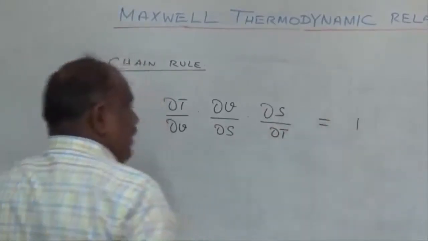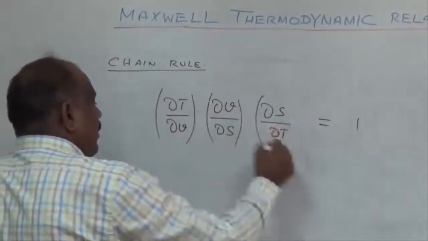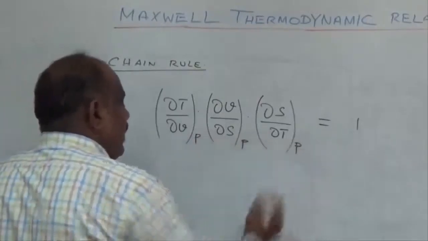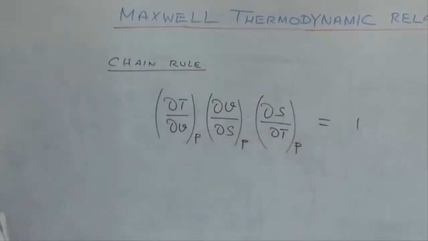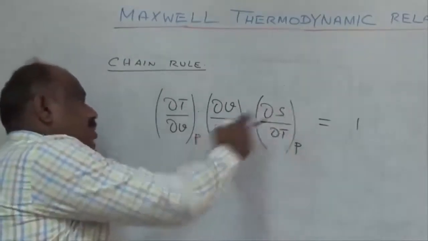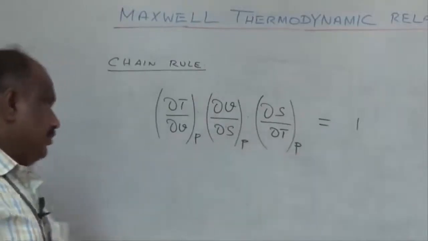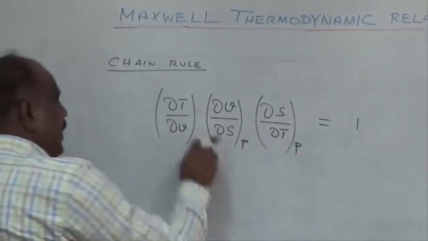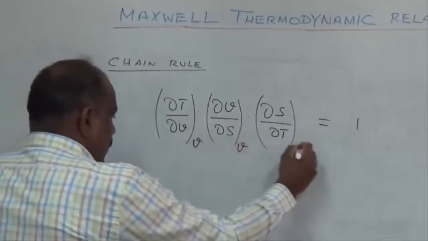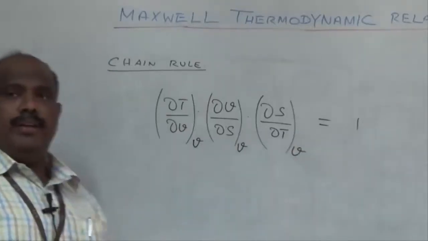Not -1 but plus 1, only when all are going to have the same function, say P or V or T. Now the value will be equal to 1. Why? Because ∂T will get cancelled, ∂S will get cancelled, ∂V will get cancelled. So the answer will be equal to 1. Or instead of P, it can be another parameter, say V also. And all are taking place at constant volume. Now also the value will be equal to 1.